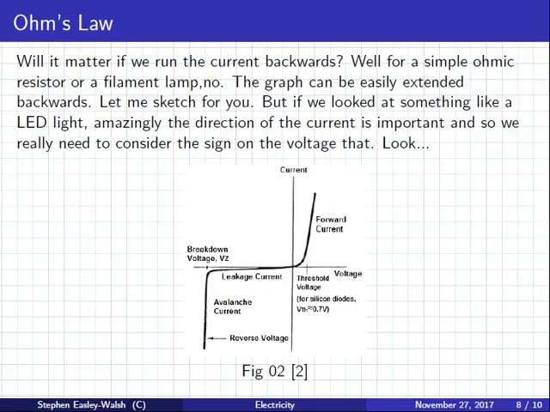Have you seen this graph before? No. It's interesting. The LED prefers one direction.